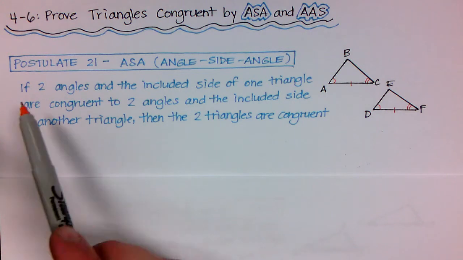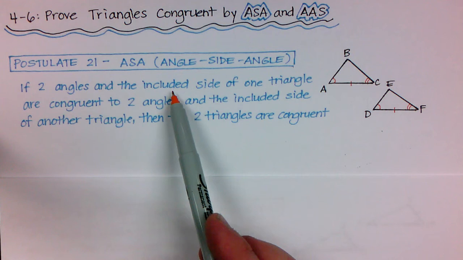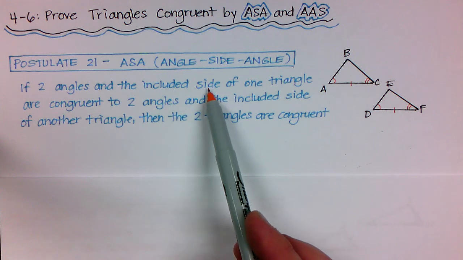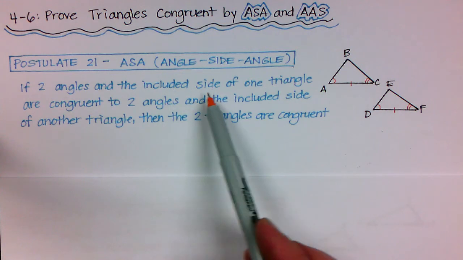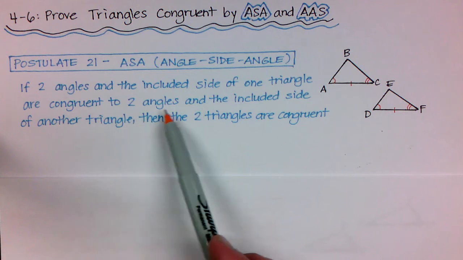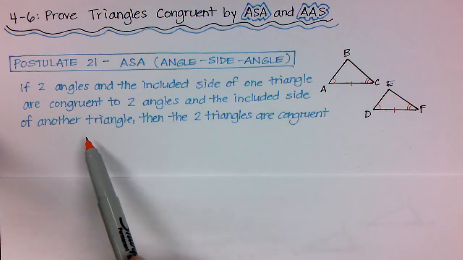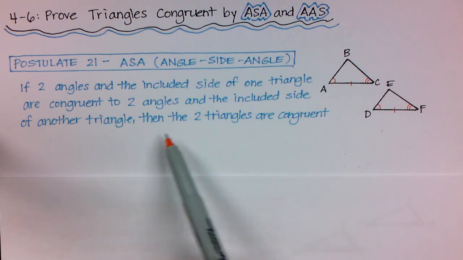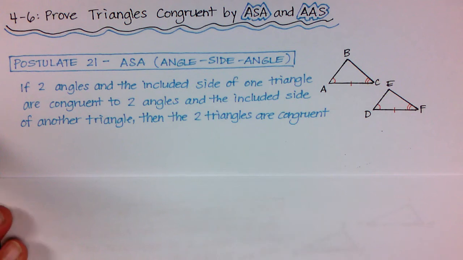And what it says is if two angles and the included side, so now it's talking about the side in between the two angles, of one triangle are congruent to two angles and the included side of another triangle, then the two triangles are congruent. I have enough to prove that they're congruent.